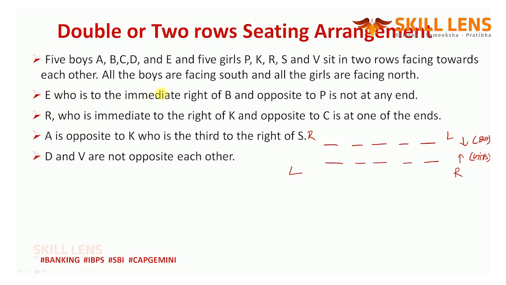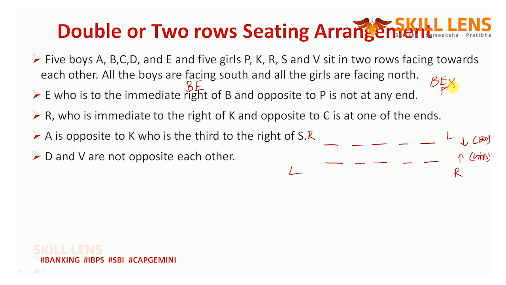Let's try to get this. E, who is immediate right of B. If B is here, definitely on the right side, who is going to be there? E. Why am I saying this? Because E is a boy, so it has to be like this only. E, who is the immediate right of B and opposite to P. So E is opposite to P. If B and E positions are like this, opposite who will be there? P will be there. But the important point is this. Can I write like this?